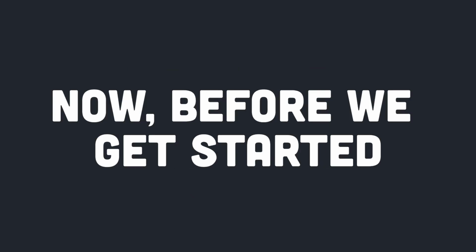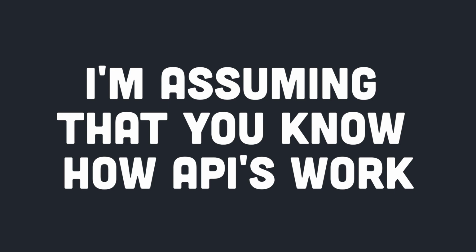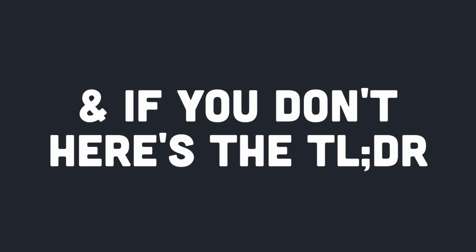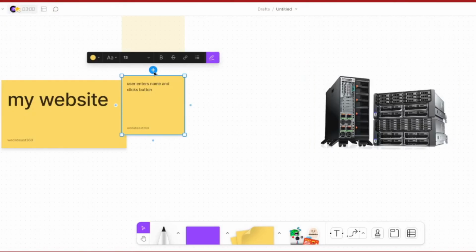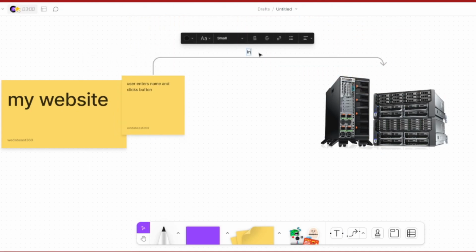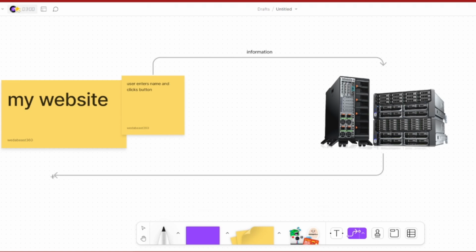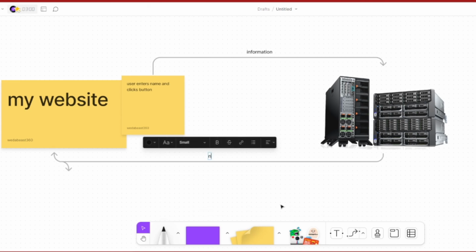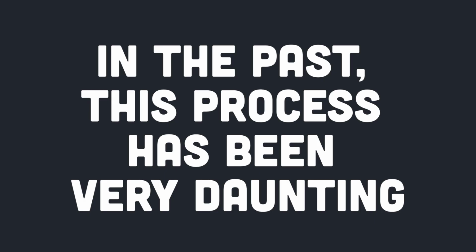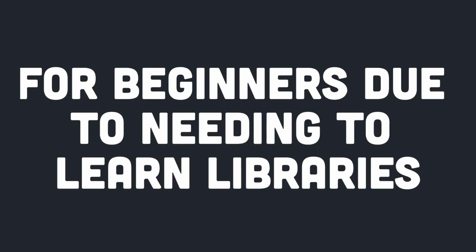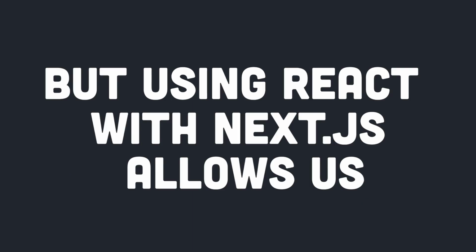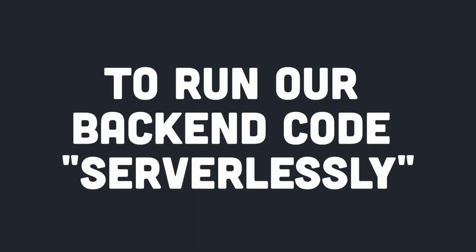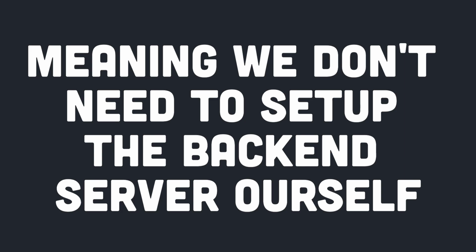Now, before we get started, I'm automatically assuming that you know how APIs work, and if you don't, here's the TLDR. Long story short is that the user will do something on the front end that sends a request to the server with information. Then the server will do something with that information and return back different information to the website. In the past, this process has been very daunting for beginners due to needing to learn libraries such as Node.js or Flask. Using React with Next.js allows us to run our backend code serverlessly, meaning we don't need to set up the backend server ourselves.